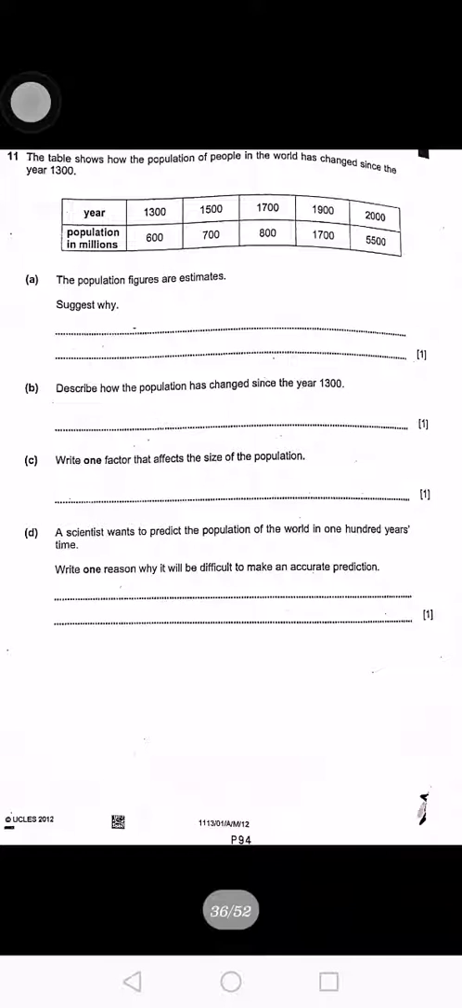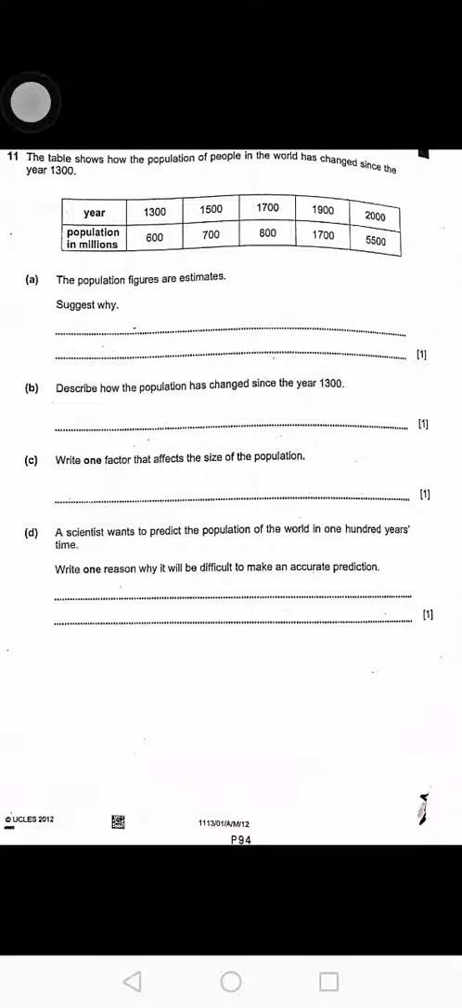Question 11. The table shows how the population of people in the world has changed since year 1300. Have a look at the table. 1300, 1500, 1700, so it goes every 200 years: 1300, 1500, 1700, 1900, 2000.